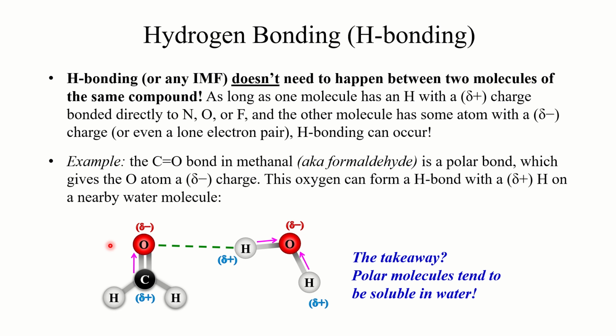Whereas if you were just given formaldehyde by itself, this methanol, and you were asked, does this compound exhibit hydrogen bonding? The answer would be no. This molecule will not exhibit hydrogen bonding when it's just by itself. If you put it in contact with water, then yes, we will see hydrogen bonding. But this molecule on its own will not experience hydrogen bonding because we don't have a hydrogen directly bonded to one of those three atoms.